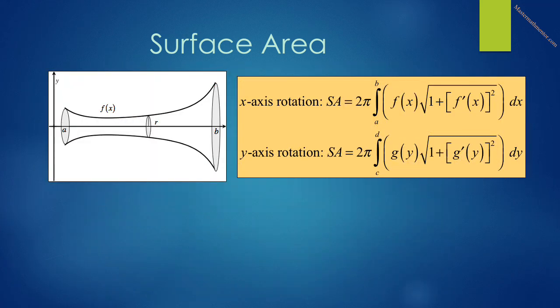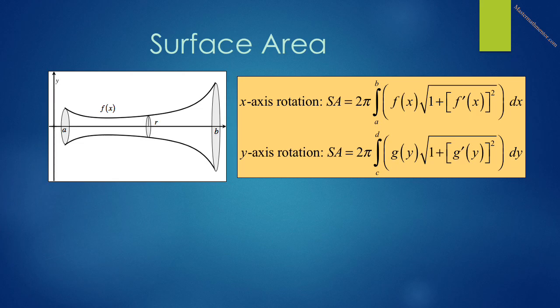The concept of surface area is not currently on the AP exam. However, we will show the formulas and how they are used. They are related to the arc length formula. If we are rotating f of x about the x-axis between x is equal to a and x is equal to b, our surface area is 2 pi integral of f of x times the square root of 1 plus f prime of x squared dx.